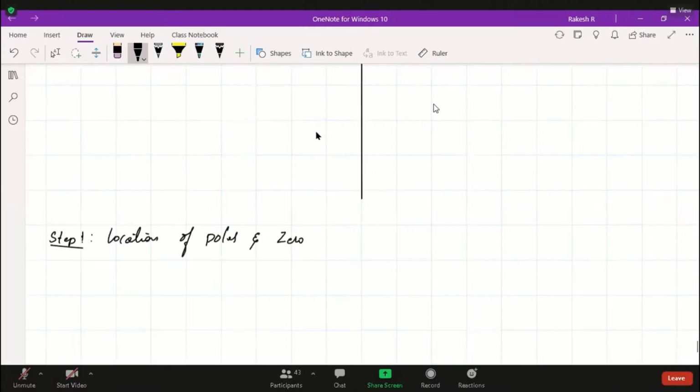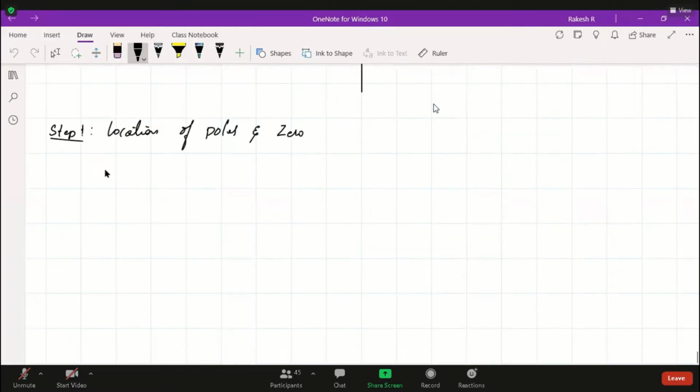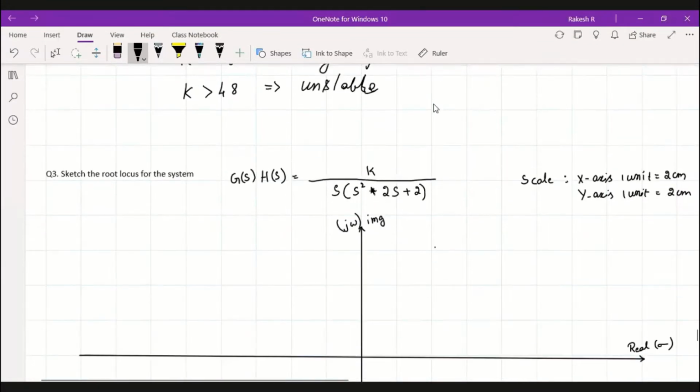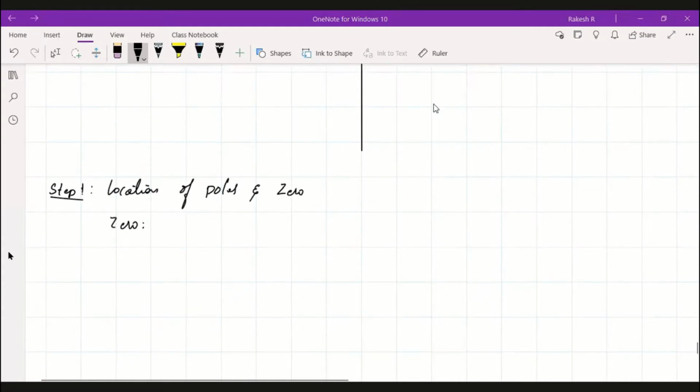First, we shall go with the zeros. How many zeros are there in this? No, we don't have any zeros in this. That means there is no root present in the numerator. So we can say there are no zeros in this, so I can write zeros are 0 here.